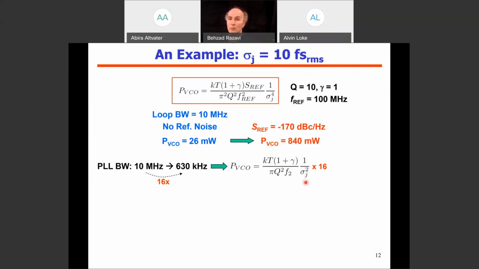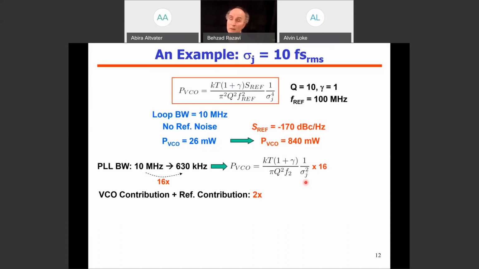But there's yet one more consideration. Now we have both the VCO and the reference contributing phase noise. So each of them has to contribute half as much as before. So there's another factor of 2 that we have to include. And that's why we end up with a factor of 32 increase in the power consumption of the VCO.